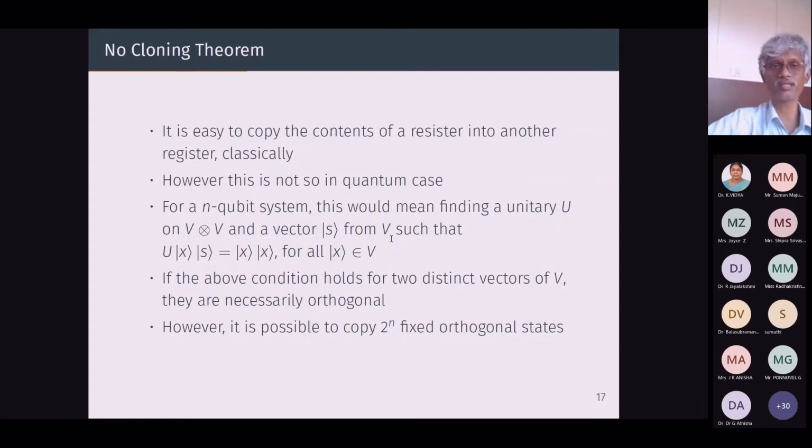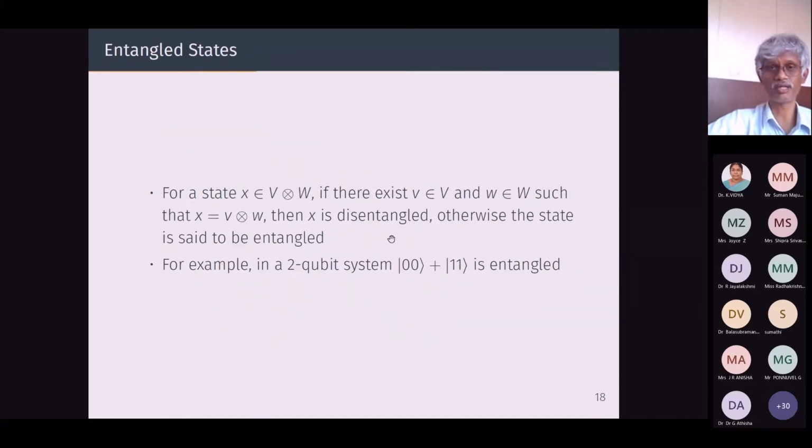So the no cloning theorem says that it is easy to copy the contents of one register into another when you have a classical thing, right? So when we do swap of x comma y, a bad programming approach will store this x into some temporary register, then copy y into the x register, and then assign the temporary register to y. So that is naive swapping. But that is not allowed in a quantum system. You cannot copy the state of a quantum n-qubit system. That is what is captured by the no cloning theorem. This is not required for us, but I just put it here.